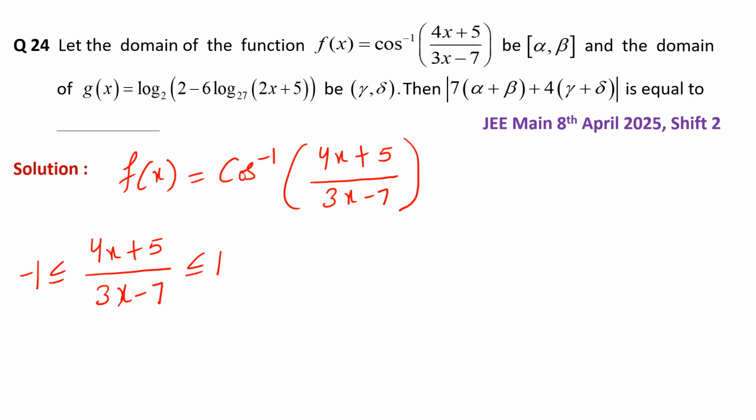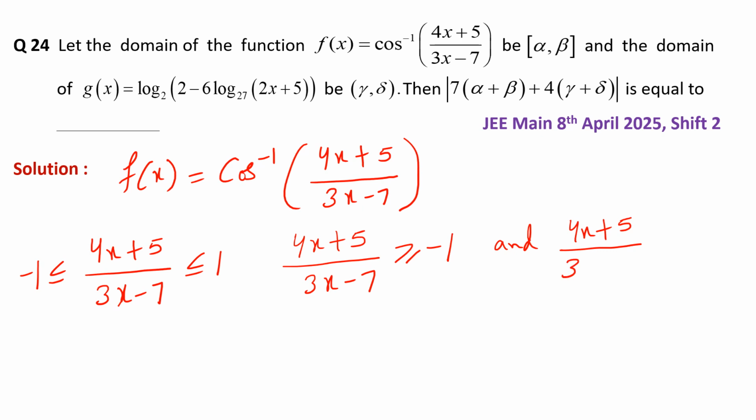Now students, I will break this inequality into two parts. The first one is (4x plus 5) whole divided upon (3x minus 7) is greater than or equal to minus 1. And the second one is (4x plus 5) whole divided upon (3x minus 7) is less than or equal to 1. We will solve both of them and finally find the intersection of the intervals obtained from these two inequalities.